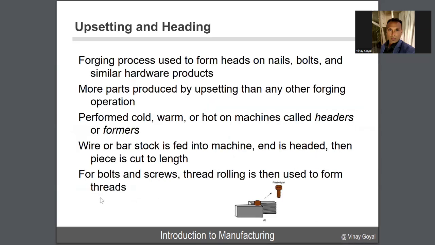And so we already covered upsetting and heading, but talking more about it, a forging process is used to form heads of nails, bolts, and similar hardware products. More products are produced by upsetting than any other forging operation. It's performed cold, warm, or hot. Wire or bar stock is fed into the machine, and then the piece is cut to length. So here you can see what I described earlier with bolts and screws. Thread rolling is another approach used.